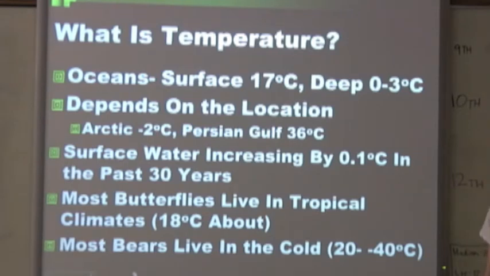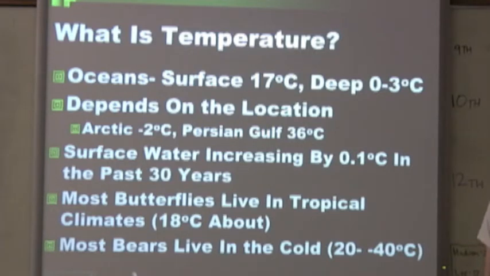Temperature: oceans on average have a surface temperature of 17 degrees Celsius, but at the very bottom it can be 0 to 3 degrees Celsius. It all really just depends on the location. Up in the Arctic, the North and South Poles, it can be negative 2 degrees Celsius, and the Persian Gulf, which is near the equator, is 36 degrees Celsius.